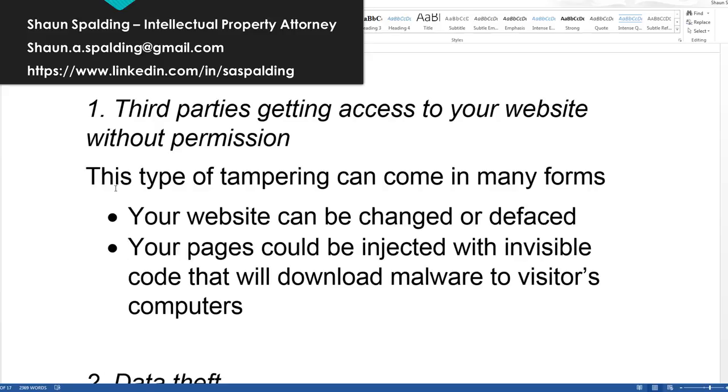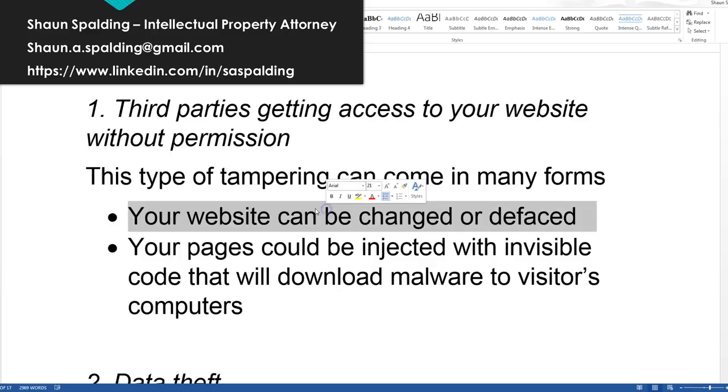Your website could be changed or defaced, or your pages could be injected with invisible code that will download malware to a visitor's computer. Let's talk a little bit more about these two. So oftentimes, someone who does get access to your hosting account, gets access to your cPanel, can do anything that they want to your website.